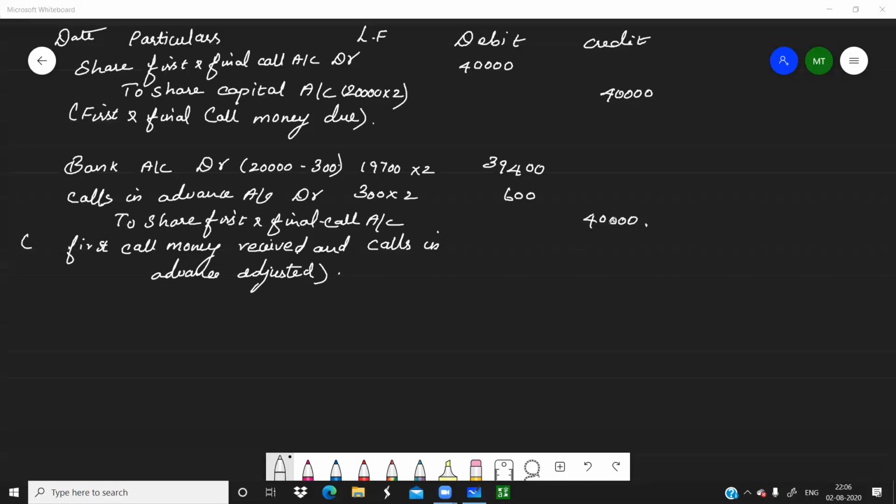Okay. So next one is calls in arrear account. So calls in arrear na என்னமா? Calls in arrear na the shareholders fail to pay the amount due on allotment or calls. So calls லையோ allotment லையோ நம்ம amount pay பண்ணாம விட்டுருக்கோம் அப்படின்னா that is calls in arrear.